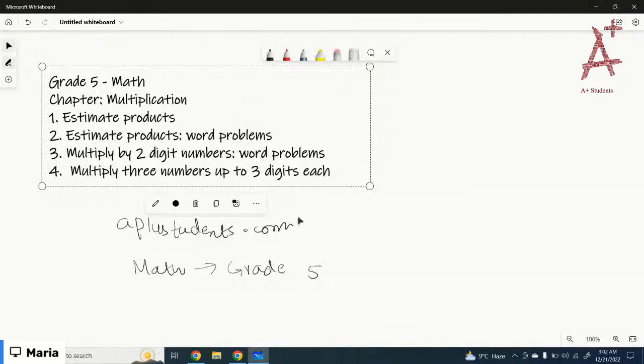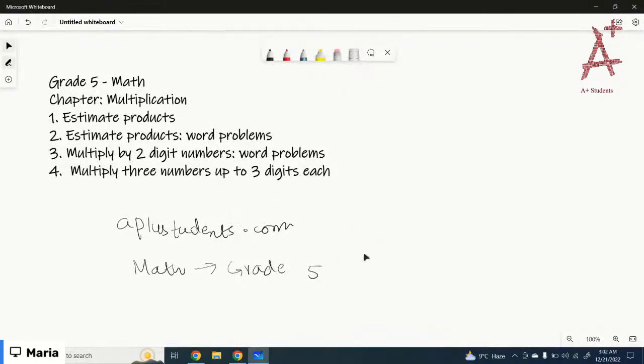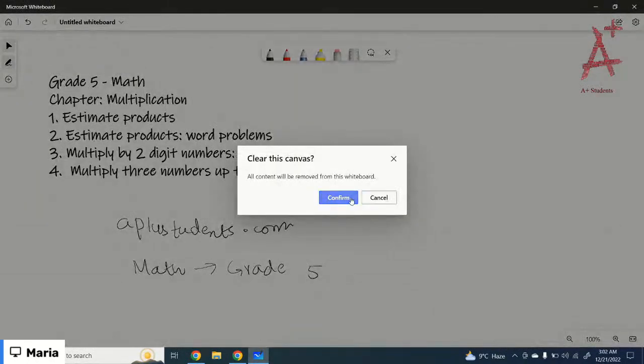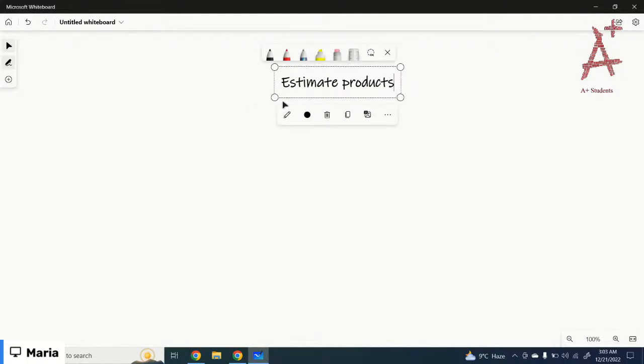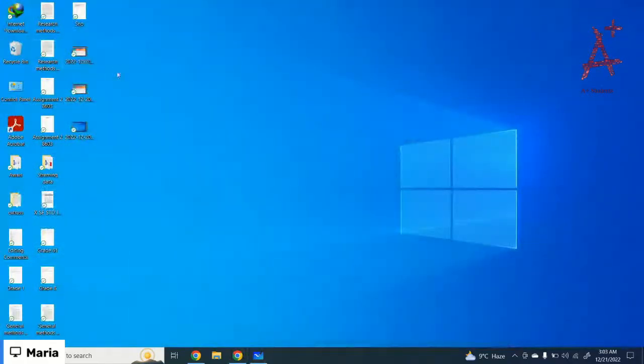Let me write down the lesson name, then we'll start. Please make sure you have your notebook and pencil so that you can note down the important examples and definitions as well. Let's start with the first lesson, that is estimate products.